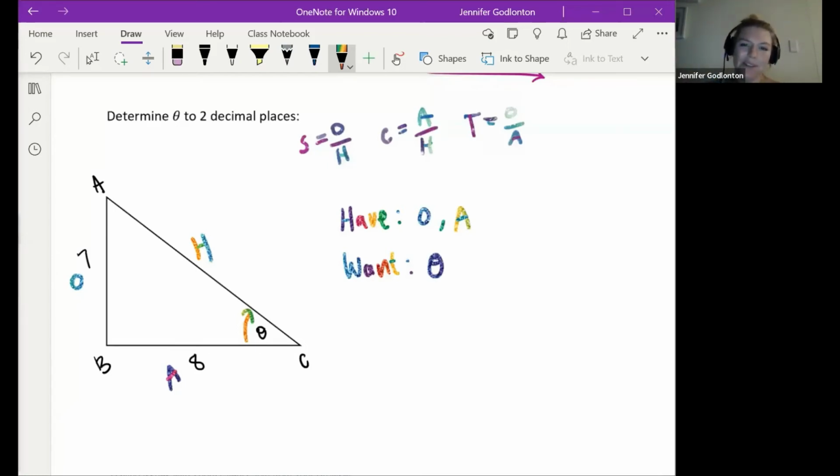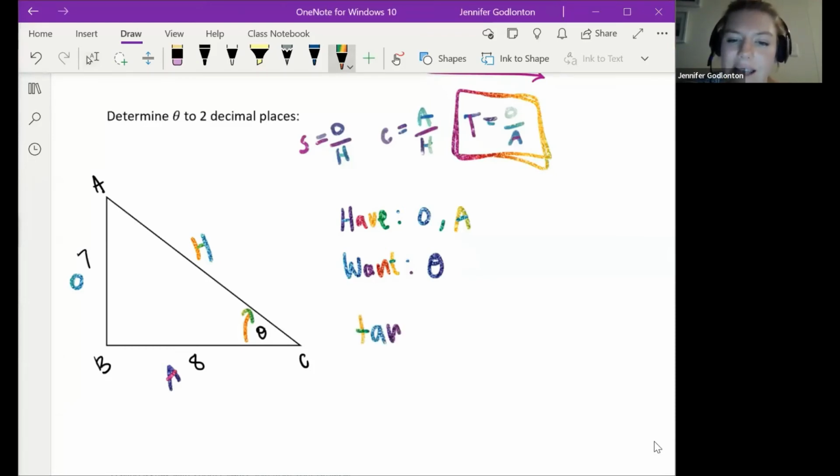Okay, so we should have all gotten to this point over here where we have our trig ratios. We've labeled our triangle. We have O and A. We want theta. And we now can just put it into our equation. So if we have O and A, then we're wanting to use tan. So we're going to say tan theta is equal to opposite over adjacent. Then we're going to chuck it into our calculator. We're going to say shift tan, fraction 7 over 8 equals, and we get theta is equal to 41 comma.